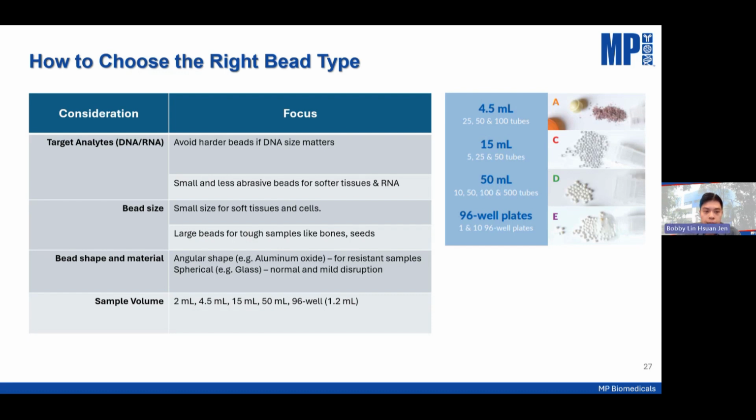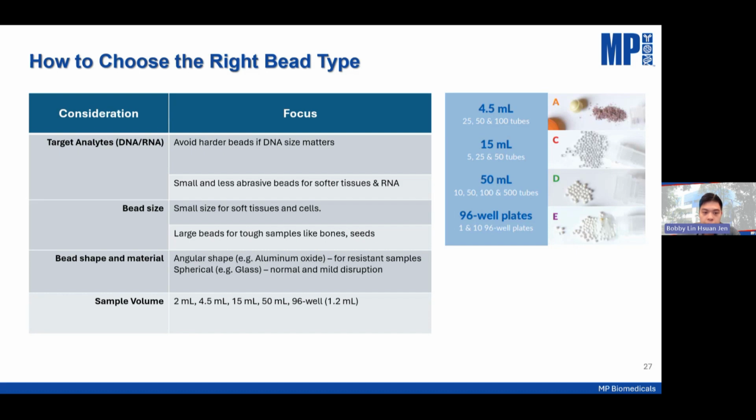So how do we exactly choose the right bead type? There are a few key considerations to summarize. Number one is, what is your target analyte? Are you looking at DNA? Are you looking at RNA? For DNA experiments, we usually avoid harder beads if DNA size matters to you, such as conducting DNA shearing for whole genome sequencing. And if you're looking into softer tissues or RNA, which are more prone to damage and degradation, maybe select smaller or less abrasive beads in this scenario.